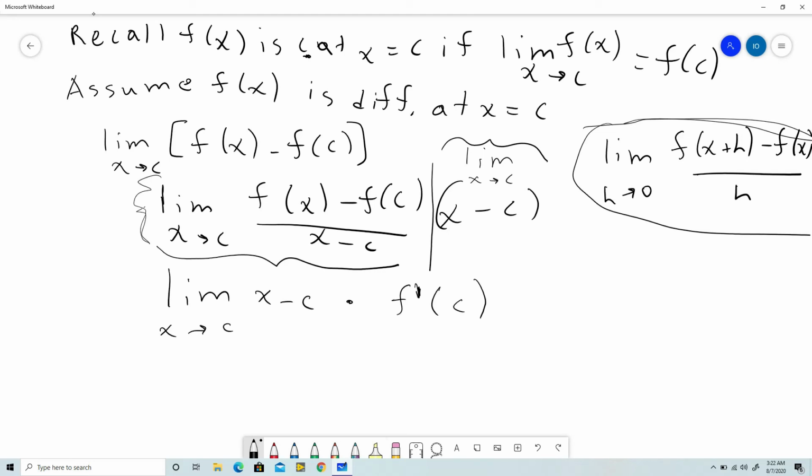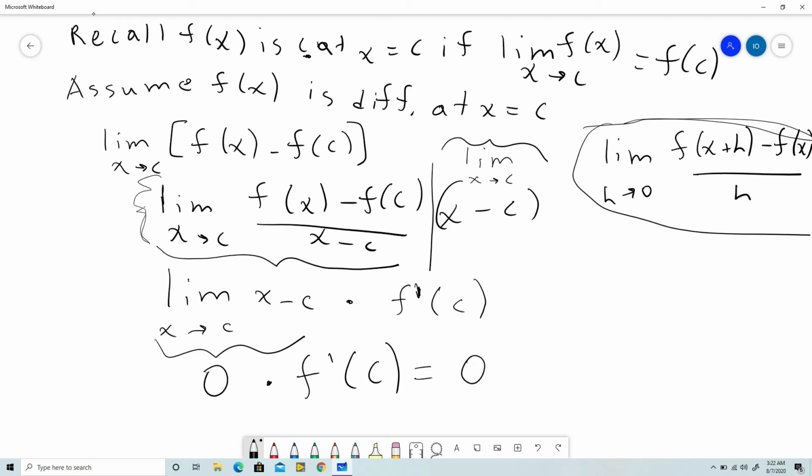And we know that this is going to be 0 because, so for example, say the c is just 4, and we know that x is approaching 4, so x would be close to 4, and you're subtracting by 4, so it's going to be 0. So that limit is just 0. And you can bring down the f prime, and anything times 0 is just 0.